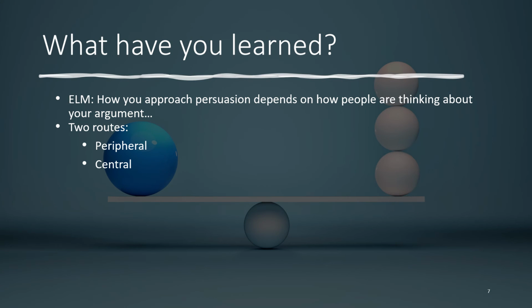So, what have you learned? You learned about the elaboration likelihood model. And you learned that this is an approach to persuasion that depends upon how people are thinking about your argument. You also learned that there are two routes to persuasion, both the peripheral and central routes to persuasion. You learned that each of these can have a different effect and that the central route can have a longer lasting effect, but that this is not the route that we should use when people are unmotivated or when they don't have the knowledge or ability to understand our message.